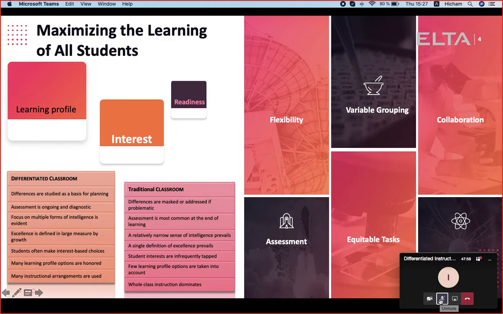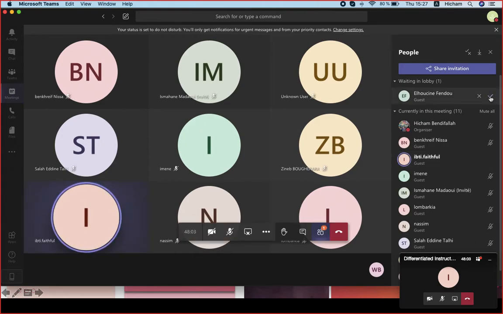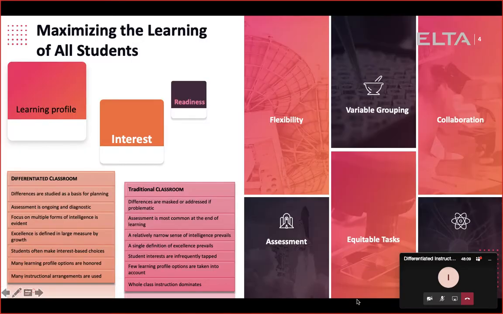Okay, I may say it is to meet all the learners' needs, interests and levels. In other words, it's to design instructions and make them as smart as our learning objectives.